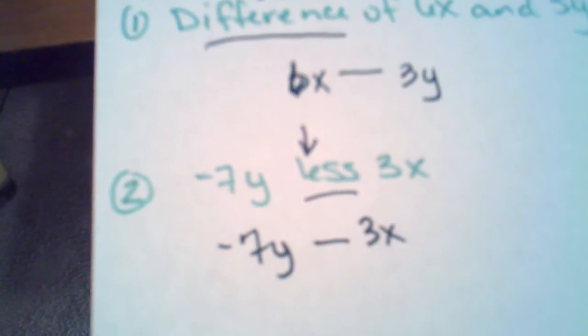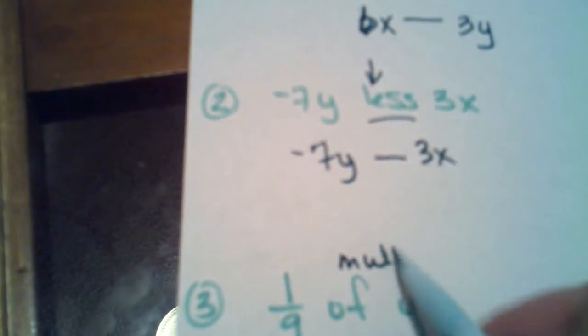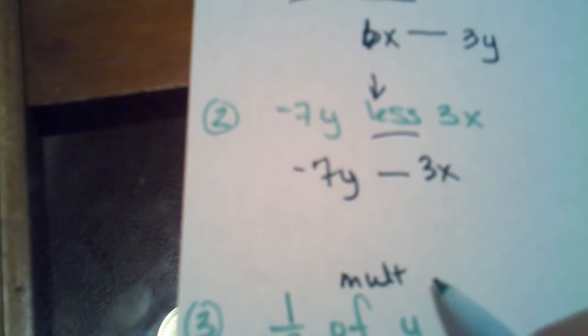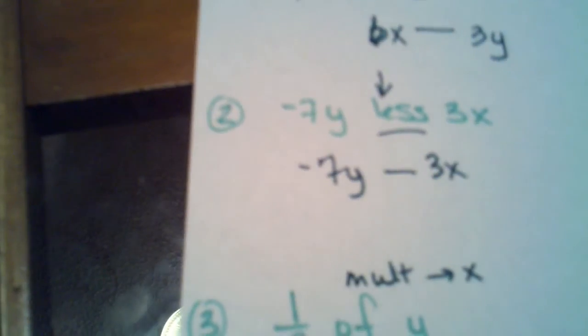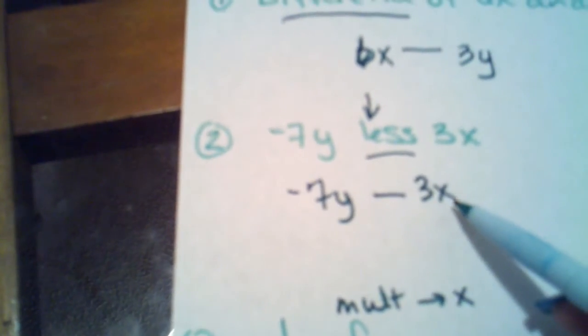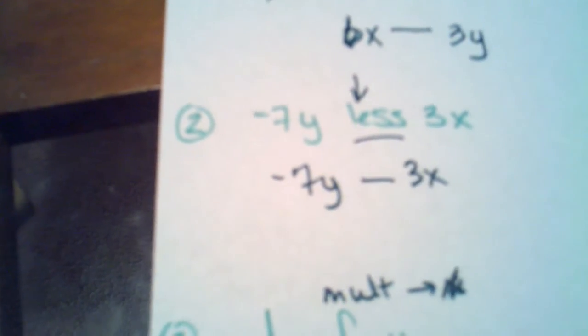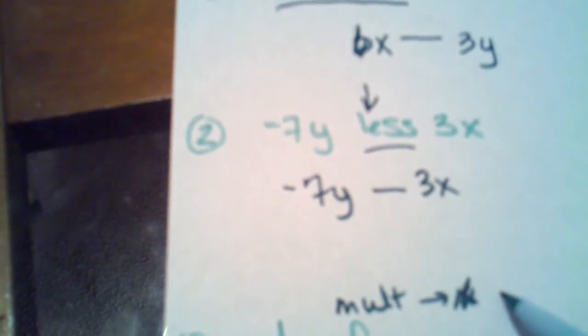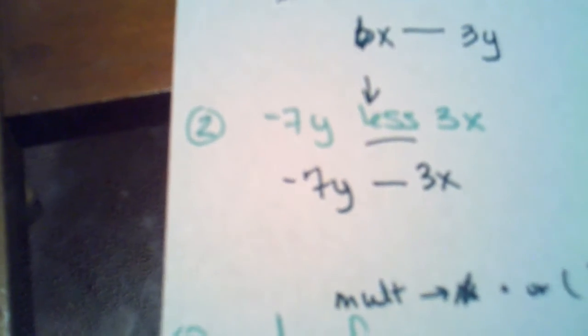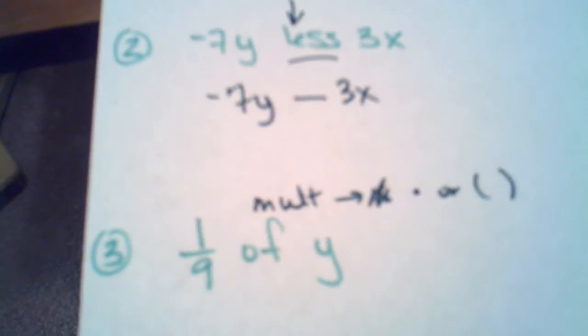Questions? Okay. Number 3 says 1/9 of y. Of meaning that we are multiplying. Now when we multiply, we normally use x, but since again we are in algebra, x is now being used as a variable, so we no longer use the x for multiplication. So I'm going to cross that off. We now use either the dot or we use parentheses. Each one is perfectly fine to use for right now.